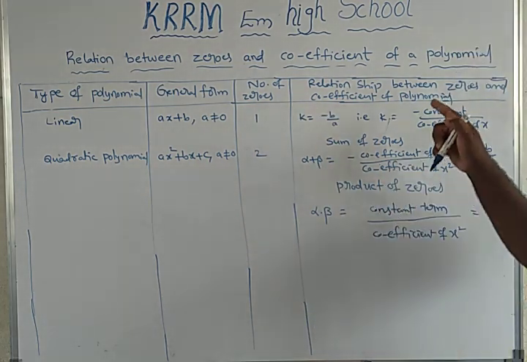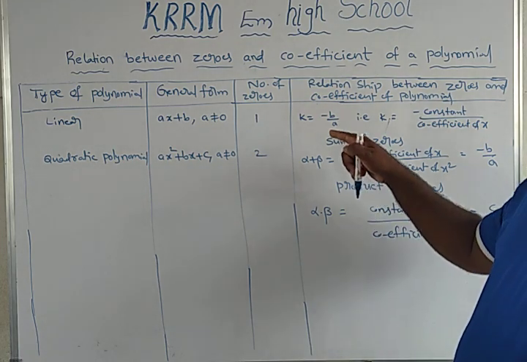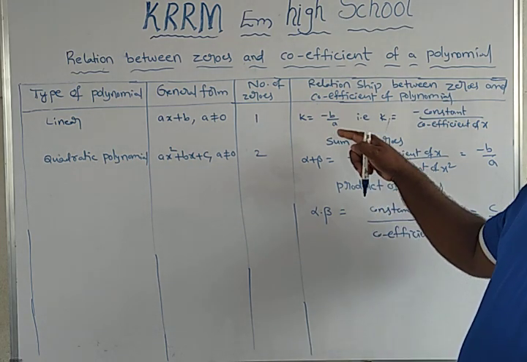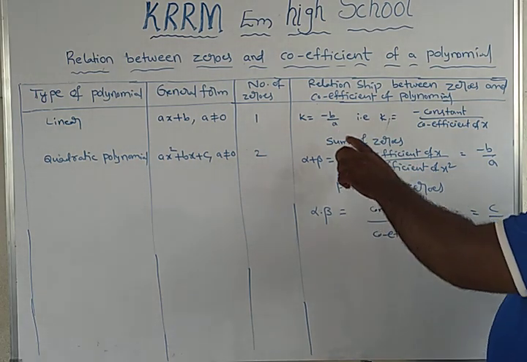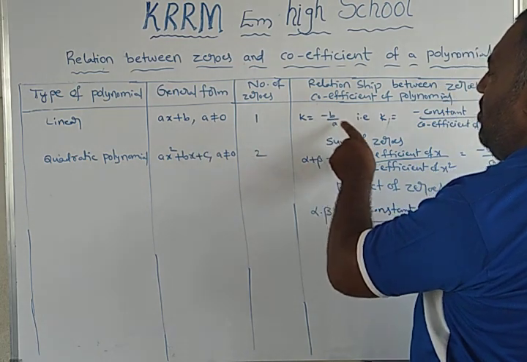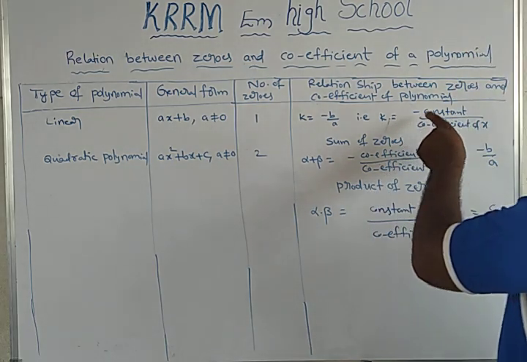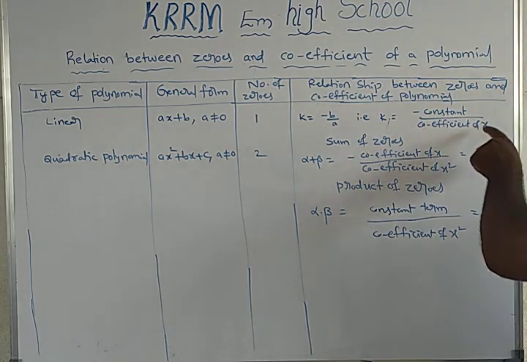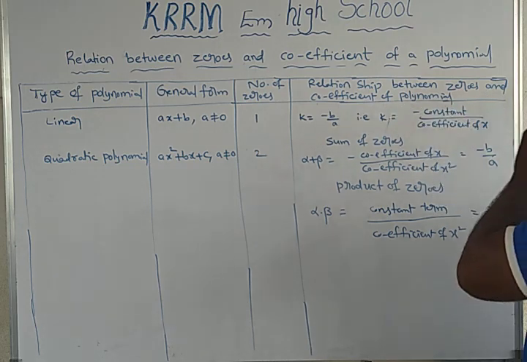So what is the relationship between zeros and the coefficient? Here there is only one zero, and that zero is equal to minus b by a. That means minus b, where b is the constant term, divided by a, where a is the coefficient of x. Minus constant divided by coefficient of x. This is the relationship between zero and the coefficient of a polynomial.